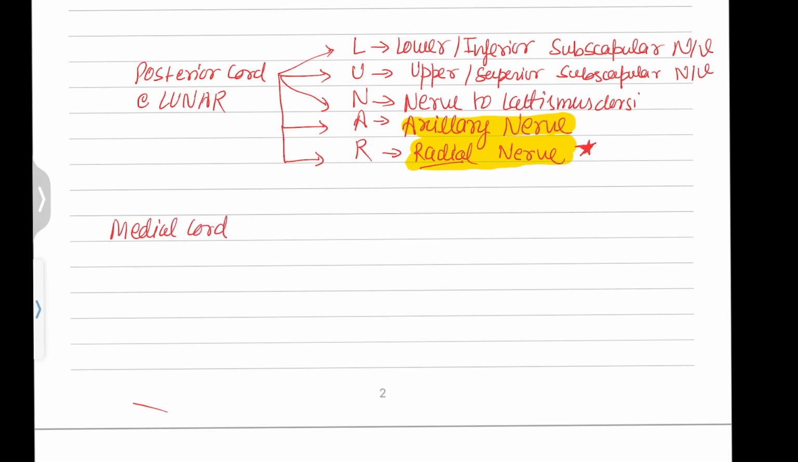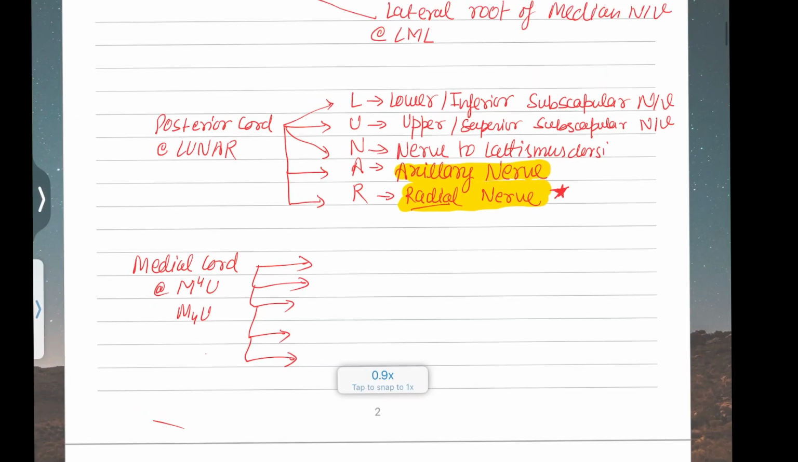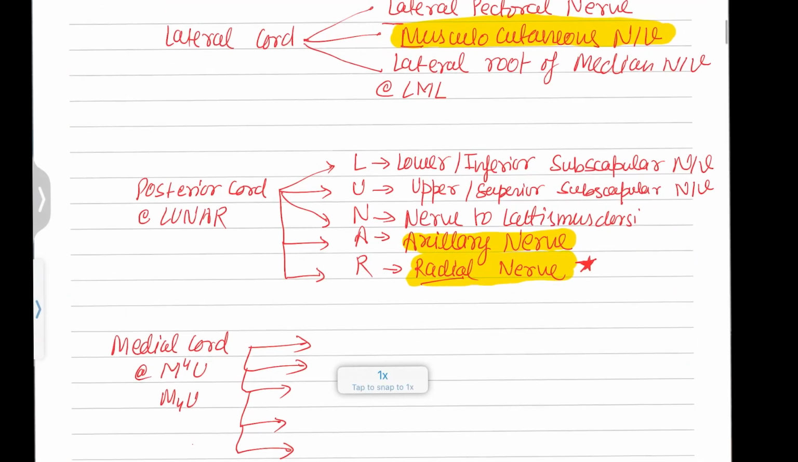For the medial cord you have to remember the mnemonic M to the power 4 U, or you can write it as M4U. So there are also 5 branches here. See, let me correlate it with something. You see there's a lateral pectoral nerve here, and there's a lateral root of the median nerve. So if there's a lateral pectoral nerve, there should be a medial pectoral nerve also.